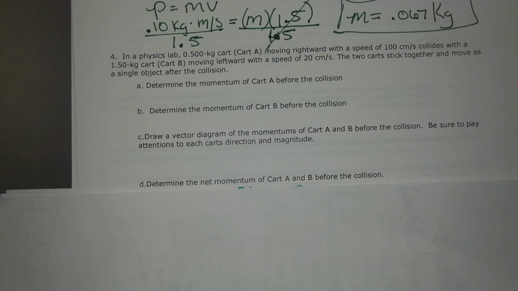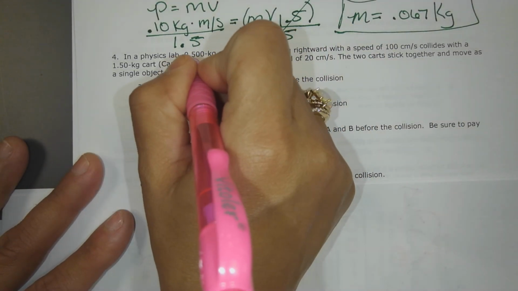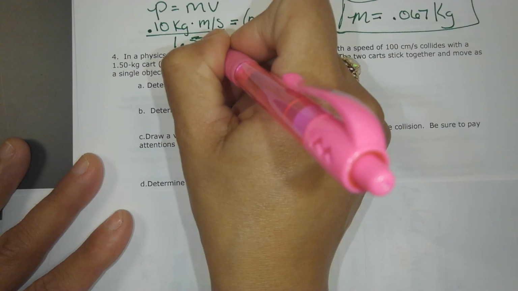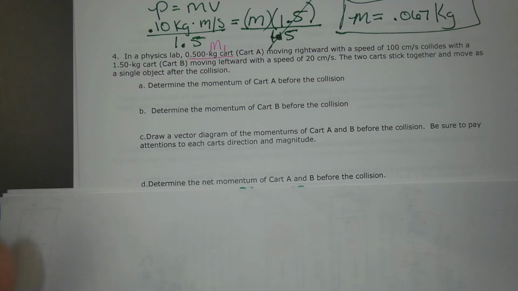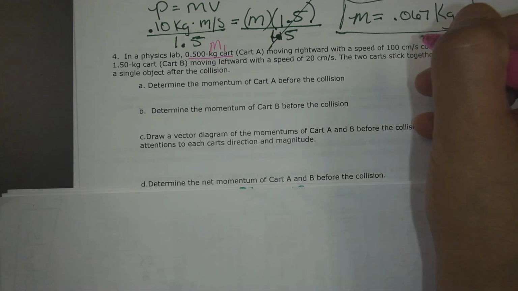It says here, number 4, in physics lab, there's this cart, this object, that has a mass of 0.5 kilograms moving rightward. Again, I know that momentums are a vector. So I'm going to come over here, and I'm going to say M1, because I do see that there's another cart. It's moving with a speed of 100 centimeters per second.